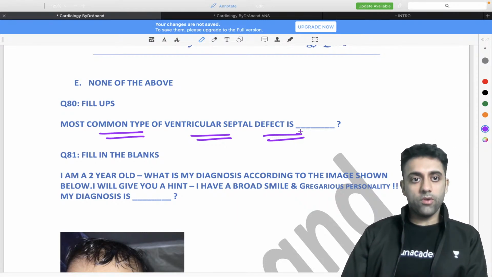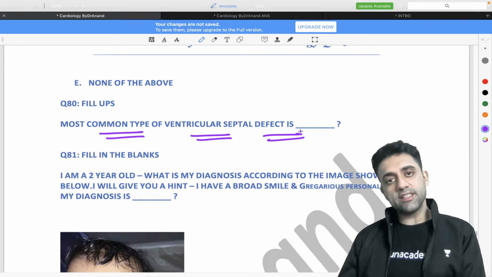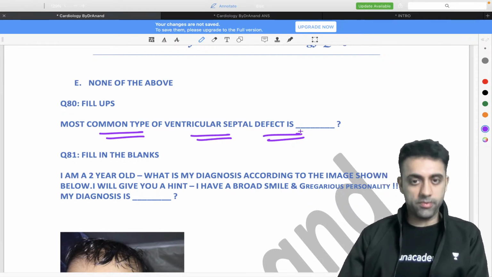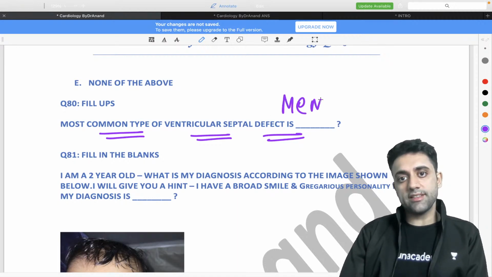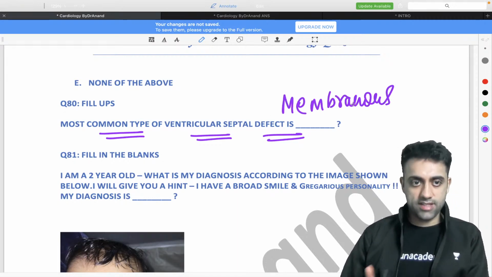So which is the most common type of VSD? Is the membranous VSD very common or is the muscular VSD very common? Yes, in 80% of cases membranous, or some books say perimembranous VSD, is very common.